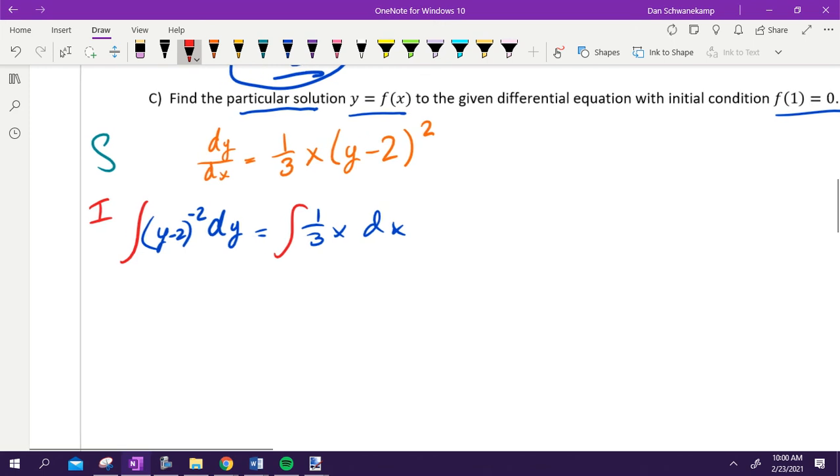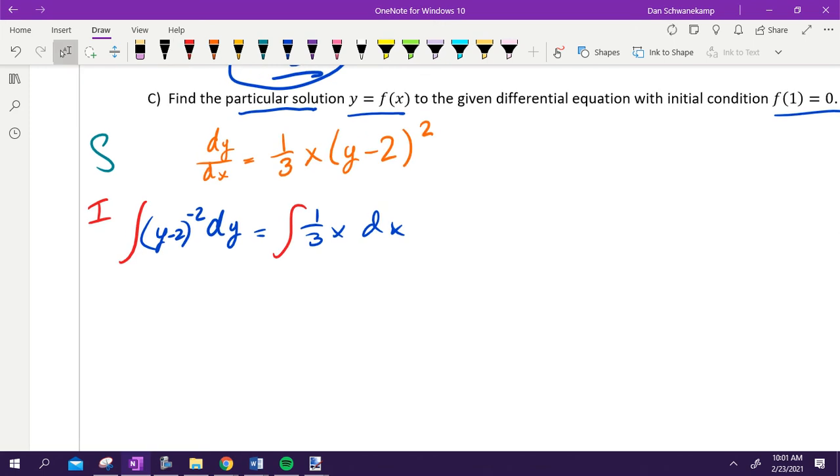Y minus 2 to the negative 2 power. Add 1 to, this is mental u sub. Add 1 to my exponent. Divide by my new exponent. What's the derivative of y minus 2? What's the derivative of the inside? Just 1. So I don't have to do anything else there. Okay, that is a mental u sub problem. It looks kind of weird to be able to do that, but we can do that here because it's just y minus 2. Because the derivative of that is just 1, we can do that setup.